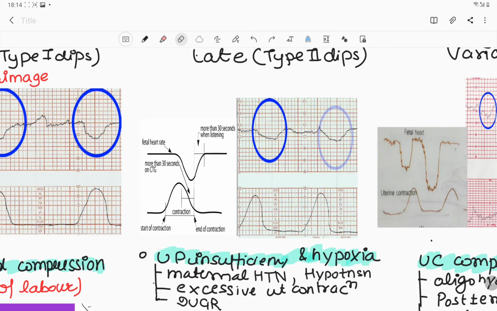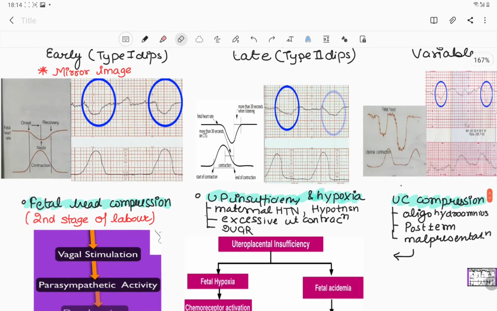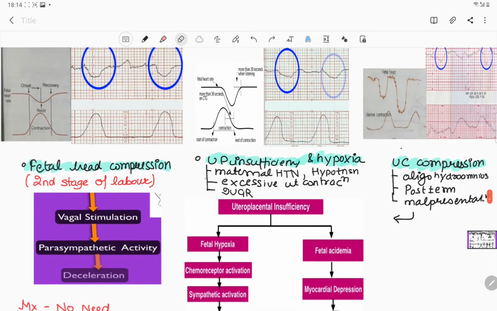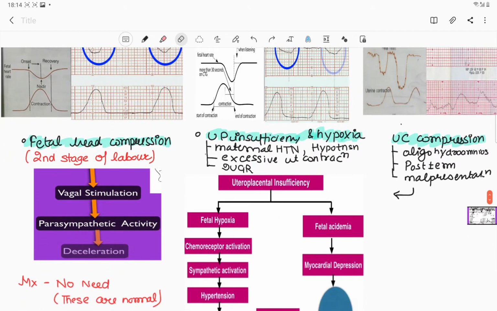So late deceleration occurs in uteroplacental insufficiency or fetal hypoxia. Conditions leading to uteroplacental insufficiency are maternal hypertension, that is preeclampsia, or hypotension, and excessive uterine contractions or intrauterine growth retardation.